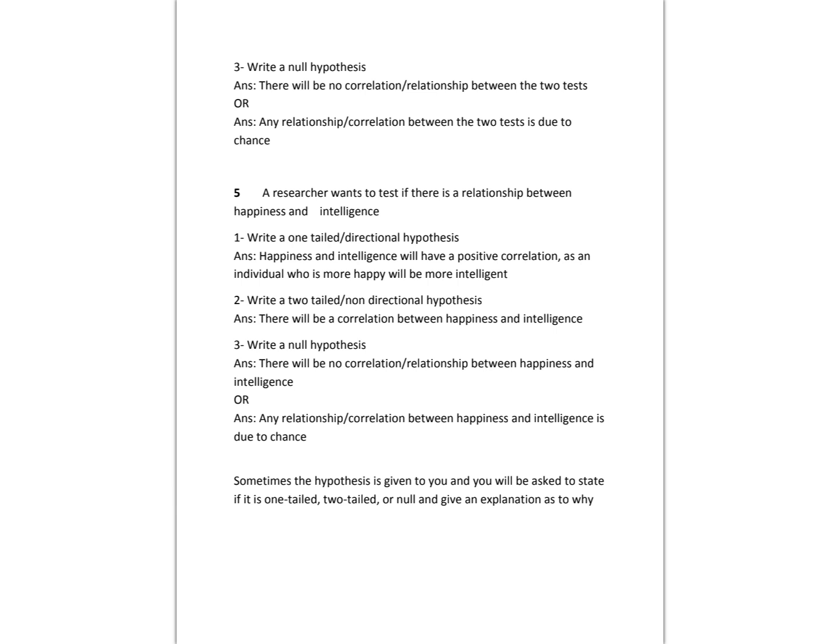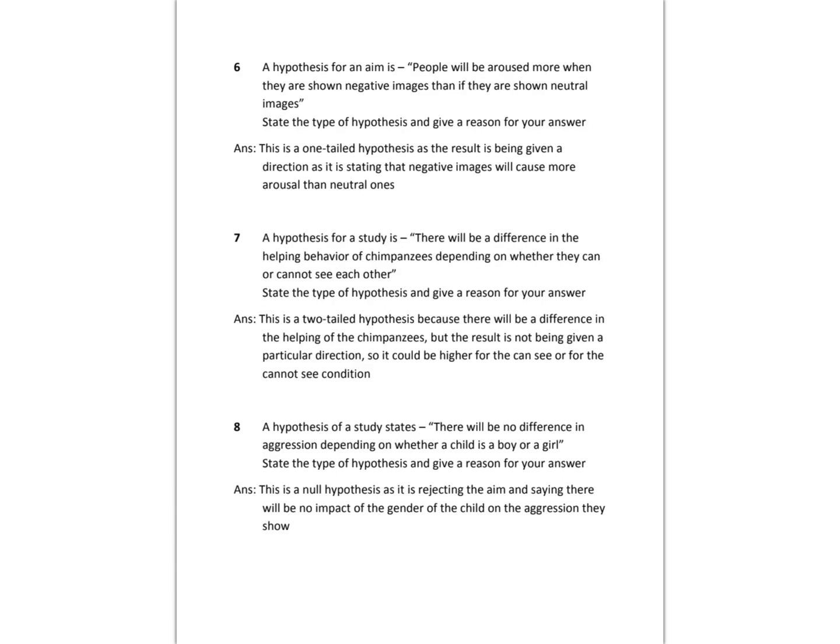New scenario now. Sometimes the hypothesis is given to you and you have to identify if it's a one-tailed or two-tailed and give a reason as to why you think it is. So here's a twist now. They will already write down a one-tailed, two-tailed, or null hypothesis, and they will ask you whether you think this is a one-tailed hypothesis, a two-tailed, or a null hypothesis, and you have to give a reason as to why you think it is what it is. So let's look at a few of those examples.